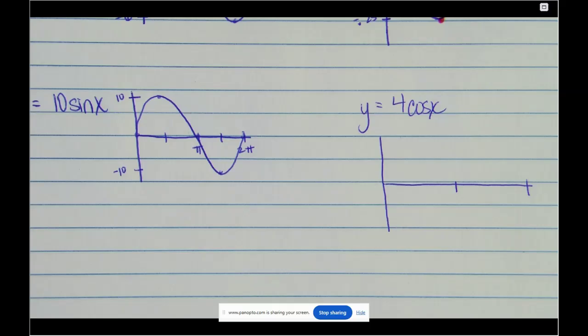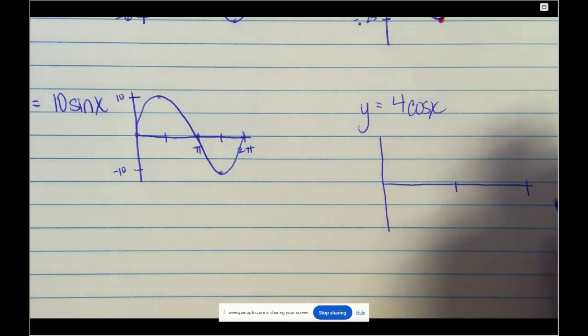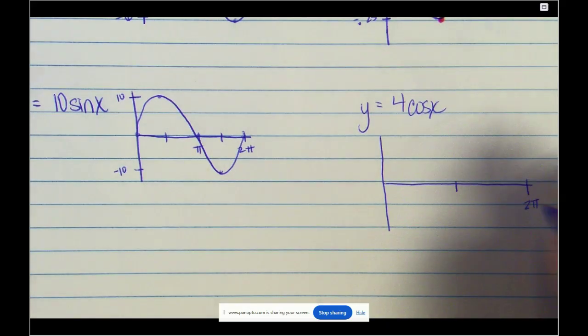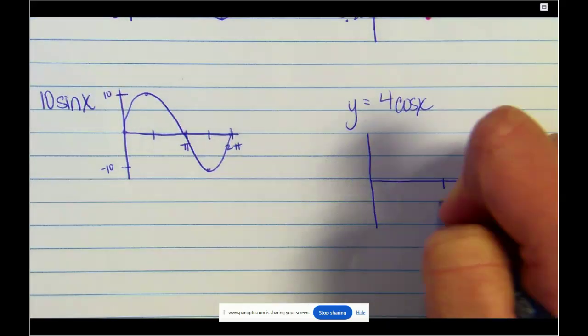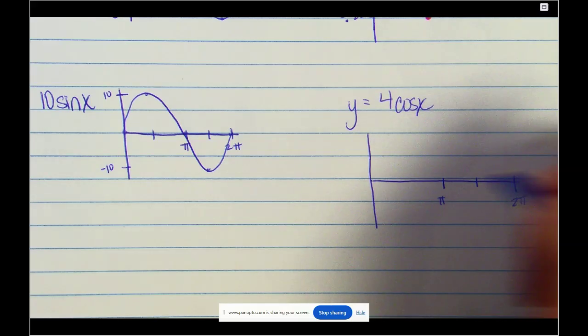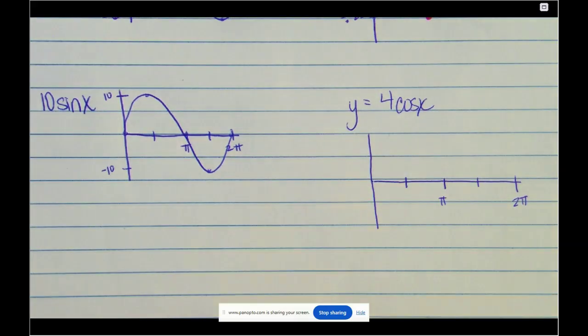So, I want you to get yourself in the habit of asking these things to yourself, because eventually it's not going to be 2 pi for the period. One of our transformations will change the period. So you got to think to yourself, what's the end? What's the middle? So what's the end label on the x-axis? 2 pi. What's the middle? Pi. And so we don't need to number those guys. We need to mark them.